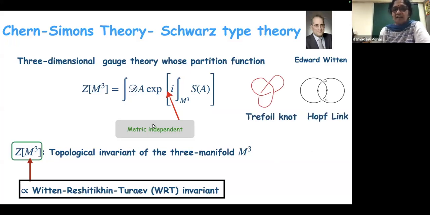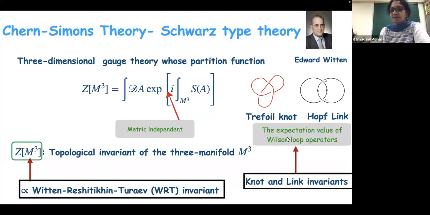Objects. In any field theory, you have to start listing out the observables. Observables should be metric independent. Operators associated with it should be metric independent. And we want to look at expectation values of such operators to give you the knot invariant for trefoil, or link invariant for Hopf link, and so on. Okay. So there are Wilson loop operators, which are explicitly metric independent, and we can take the expectation value in such a theory, and we can obtain the quantity which is called a knot and link invariant. Okay.